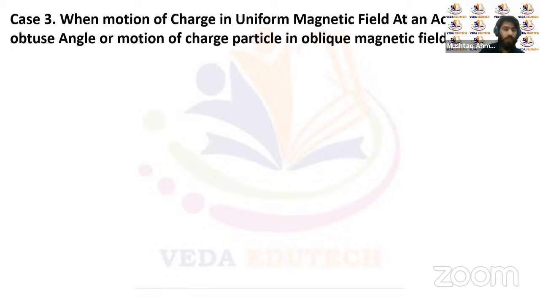Now, in the third case, if we project a charged particle, this is the charged particle of charge Q, moving at an angle of theta. This theta angle can be either an acute angle or an obtuse angle as well, right?